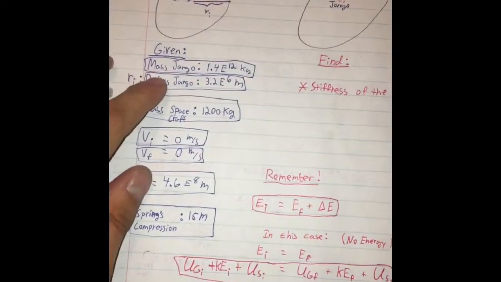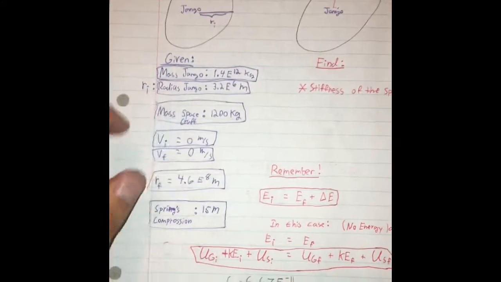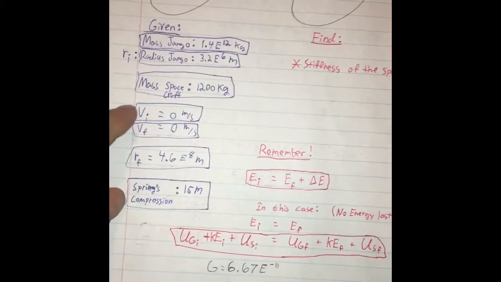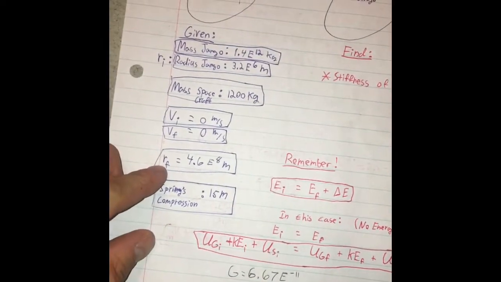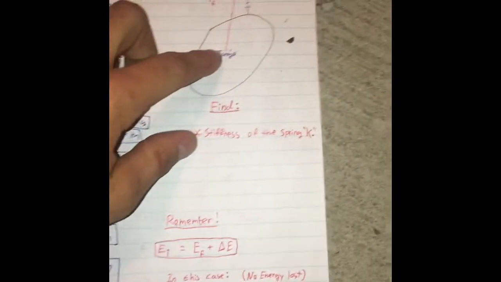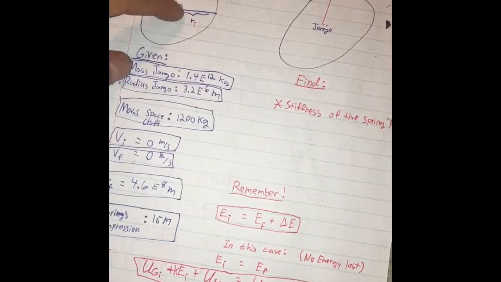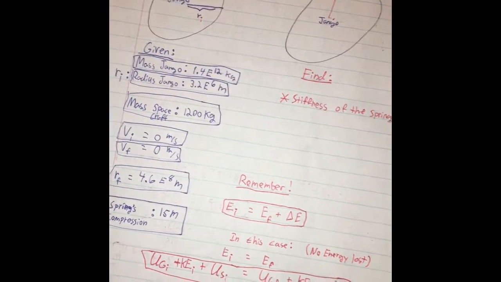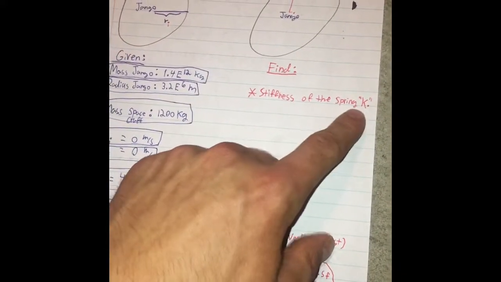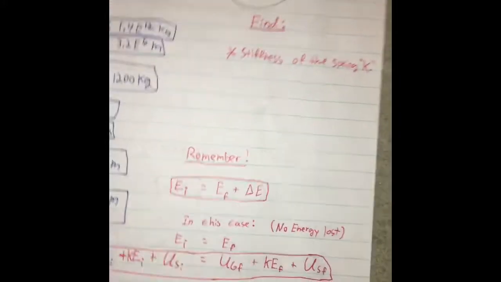So we have here the mass of Jango, the radius of Jango, we have the mass of the spacecraft, we have the initial and final velocities, which are both 0 of the spacecraft, and we have the final position from the center of the planet for the spacecraft. So the radius here is going to be the distance, the initial distance from the center of Jango to the center of the spacecraft. Here we want to find the spring constant K, so we can know the stiffness of the spring that launches the spacecraft into the air.